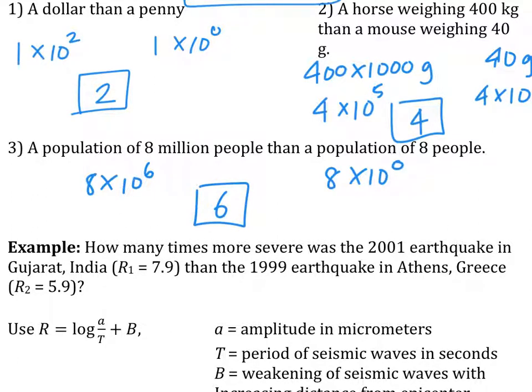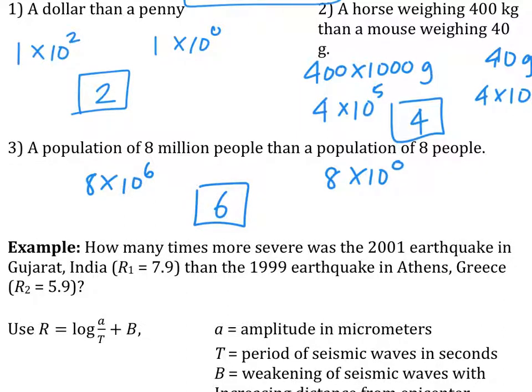Like the level of earthquake. Yeah, the order of magnitude of earthquake. So this place had a Richter scale of 7.9. And they said, how much more severe is this one than the 1999 earthquake in Athens, which is 5.9?